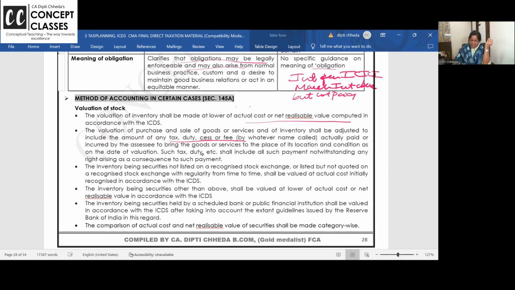Inventory being securities not listed or listed but not quoted shall be valued at actual cost, initially recognized. See, always we are saying cost or NRV, whichever is lower, but some securities, they are not listed. So how do we know their NRV? Or if they are listed, not quoted. Quoted means there is hardly any trading, so you don't know what the current NRV is. Then those kind of inventories should be valued at actual cost. Already these points we have covered in ICDS 2 also.